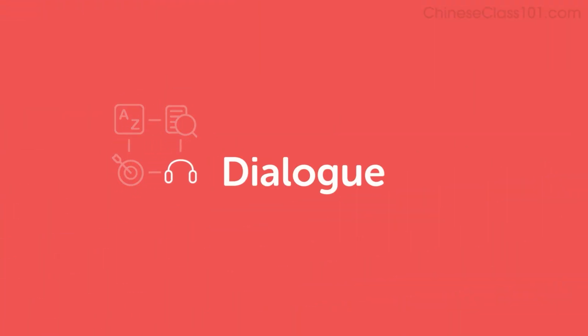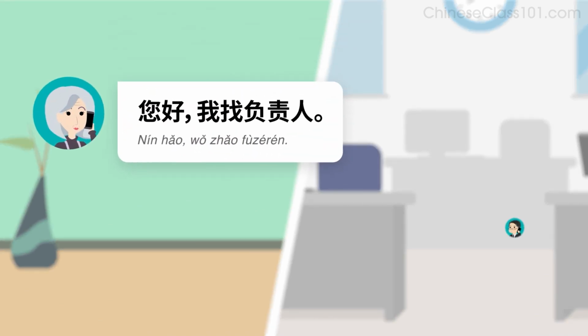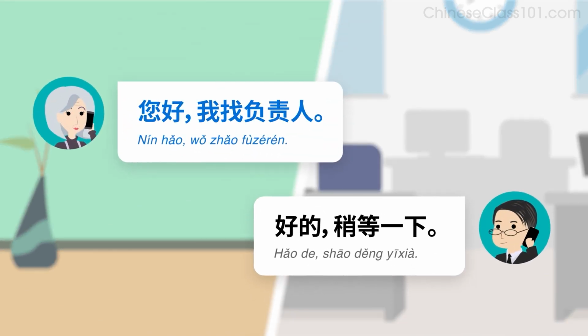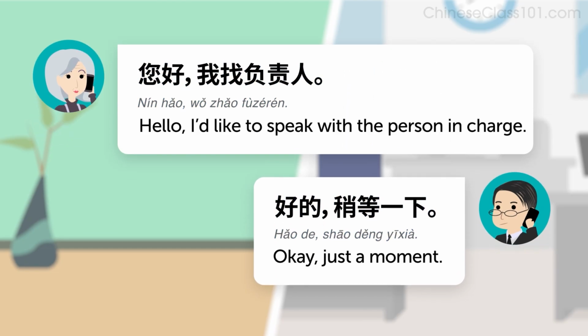Now, let's take a look at some conversational phrases. Listen to the dialogue. 您好，我找负责人。好的，稍等一下。Once more with the English translation. 您好，我找负责人。Hello, I'd like to speak with the person in charge. 好的，稍等一下。Okay, just a moment.